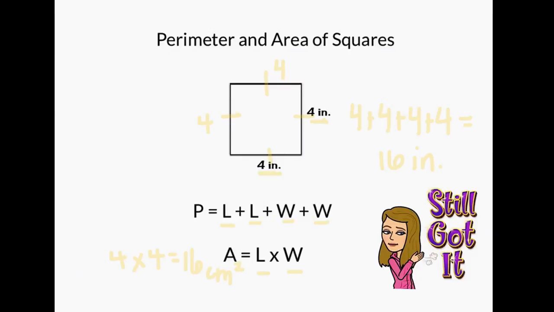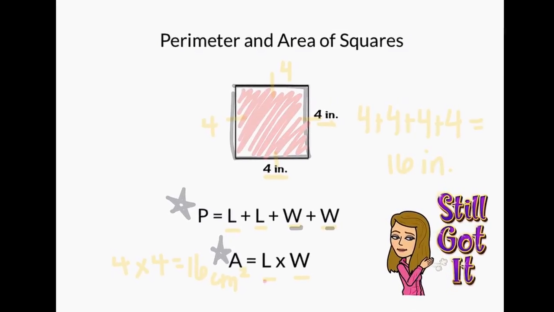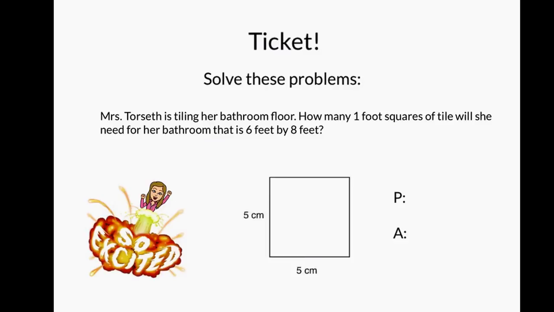To conclude, as long as you remember these 2 formulas and their meanings, you will be golden. Remember that perimeter is the distance around the outside of the figure. And you find that by adding up the length plus width. And area are the square units that cover or fit inside of a figure. You find that by taking length times width.